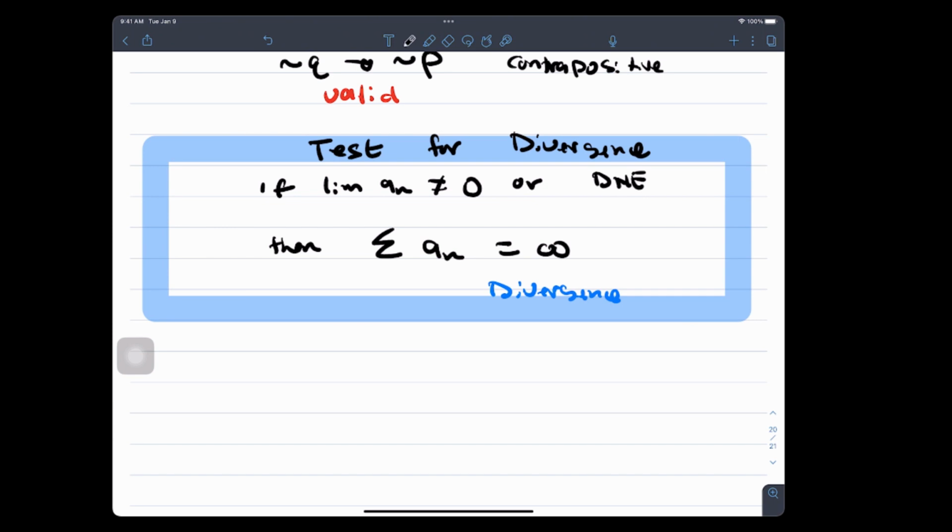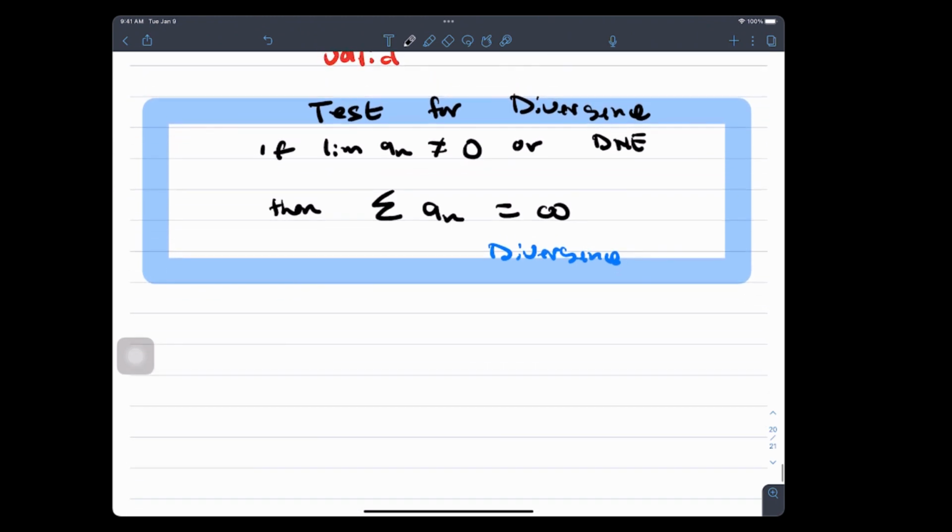We're going to use language and logic. I have to focus on that part of it, because this is really the meat of some of these questions. This is a very important thing. This is called the test for divergence.